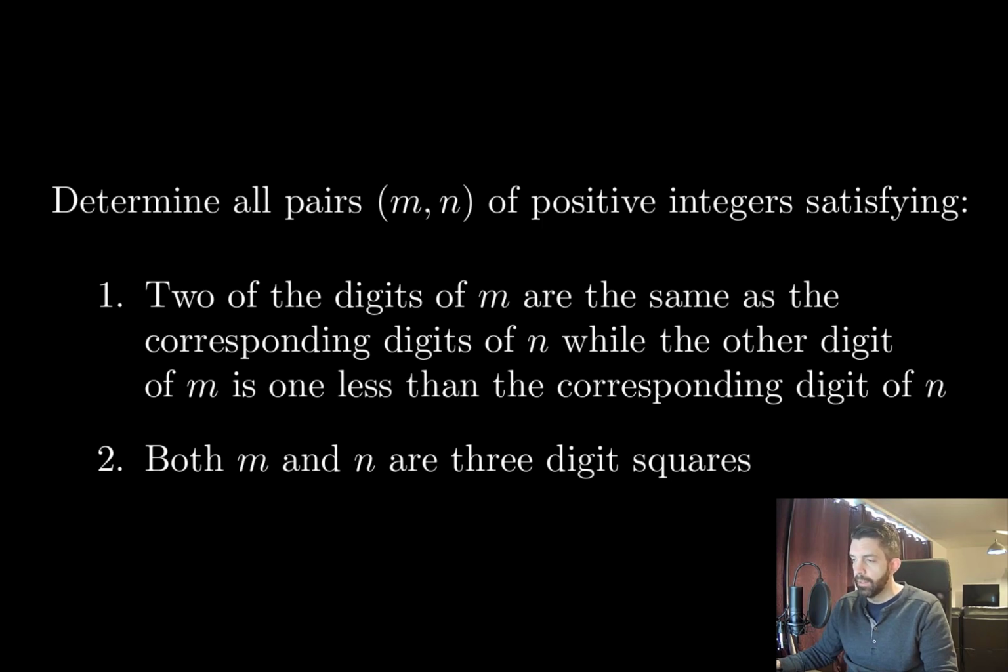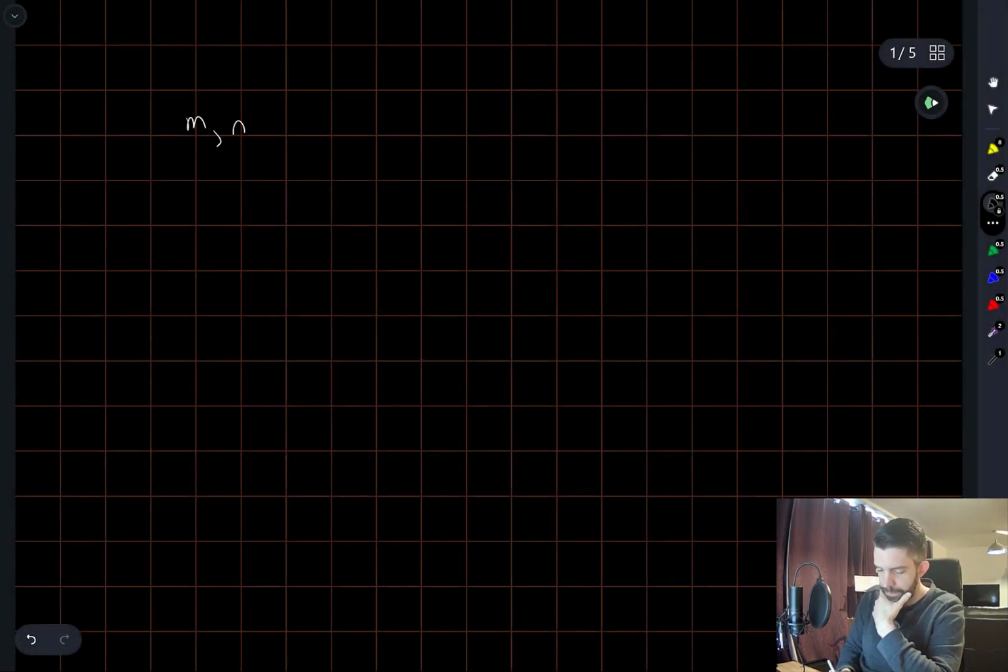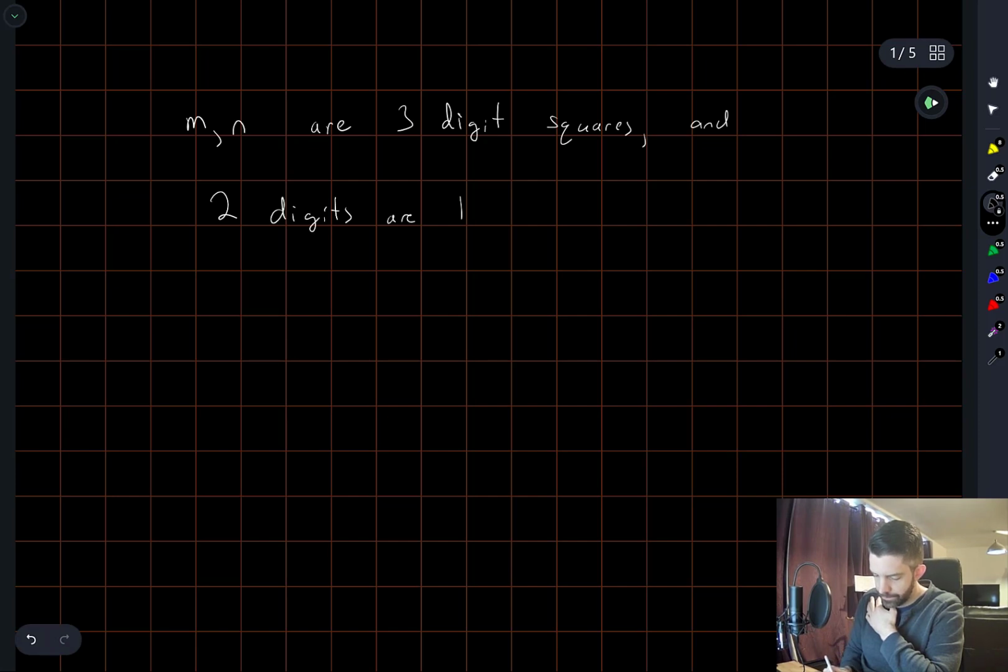Okay. And then there are some hints given in this question. Actually, I'm going to skip the hints for now. I might come back and read those in a second. Okay, so m and n are 3-digit squares. And two digits are the same. The other is off by 1.